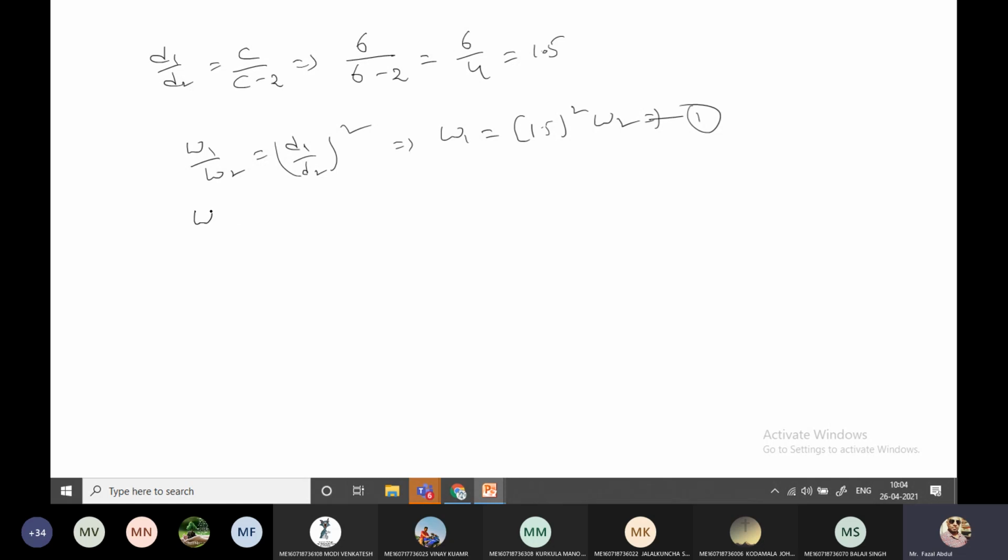Now at the beginning I wrote one thing, W1 plus W2 equals 5000 newtons. This is the second equation. So write it in place of W1. It is nothing but solving equations 1 and 2. 1.5 whole square into W2 plus W2 equals 5000 newtons.